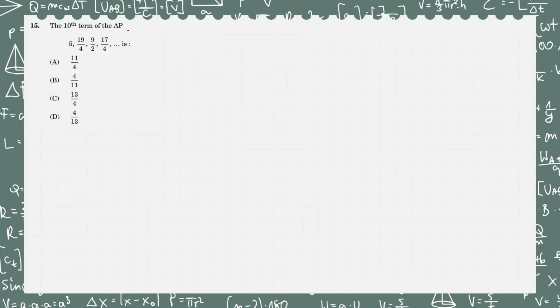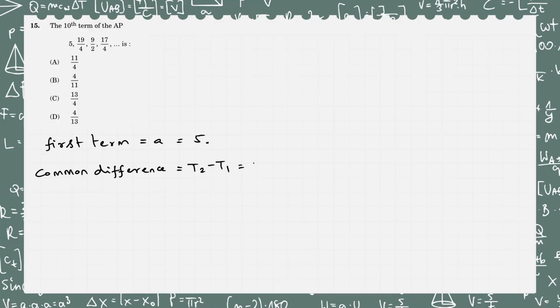The 10th term of the AP 5, 19/4, 9/2, 17/4, etc. First of all, if you want to find the nth term of the AP, we should be aware of the first term and the common difference of the AP, right? So our first target is to find them. The first term, if we call it A, is 5, right? So the common difference will be equal to term 2 minus term 1, or term 3 minus term 2 also, right? Everything will give you the same common difference only. So we can take any 2 consecutive points.